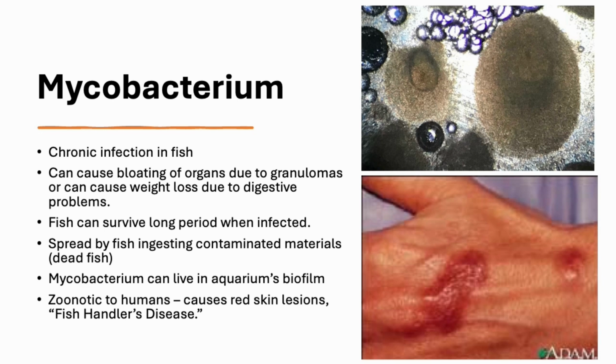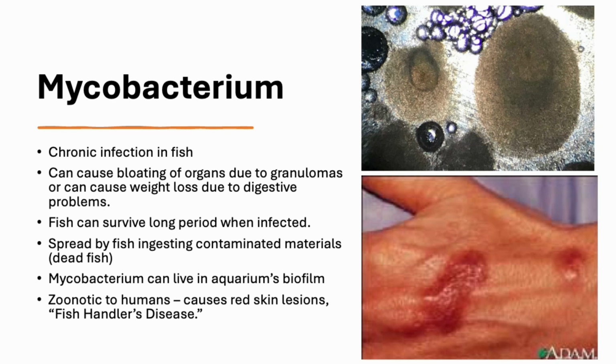The fish can survive for long periods of time, and then if they do die, are eaten by other fish, or the bacteria can even be released from the body into the aquarium, and other fish can pick it up. So it can slowly spread among fish in an aquarium.